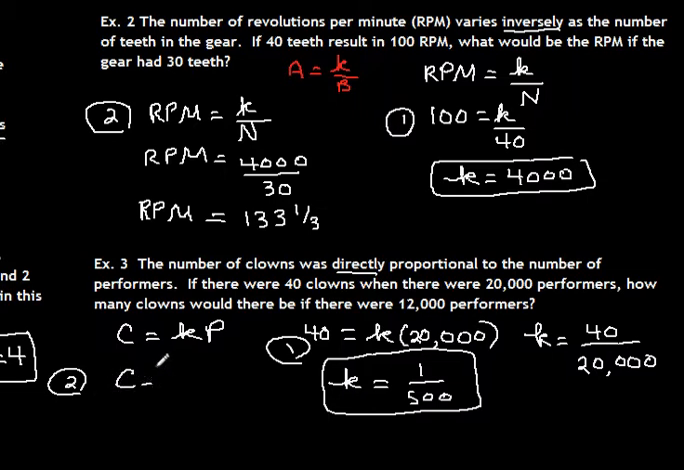I guess I don't need to write that down again. So it says, if 40 clowns when there were 20,000 performers, how many clowns would there be if there were 12,000 performers? So clowns equals 1/500. This time we have 12,000 performers. How many clowns would there be? So we can multiply those together, and we're going to get 24 clowns.